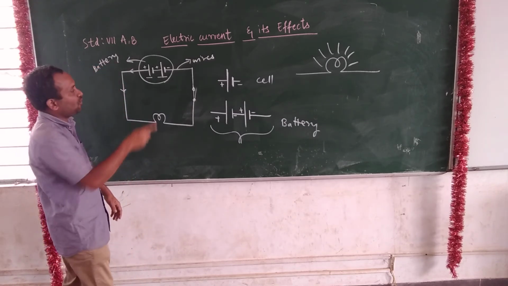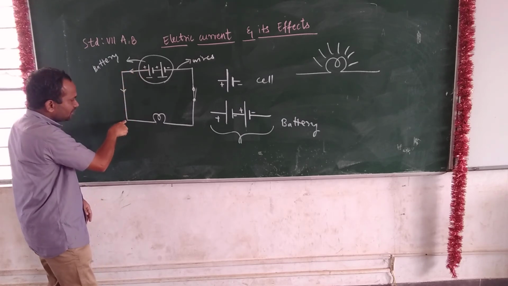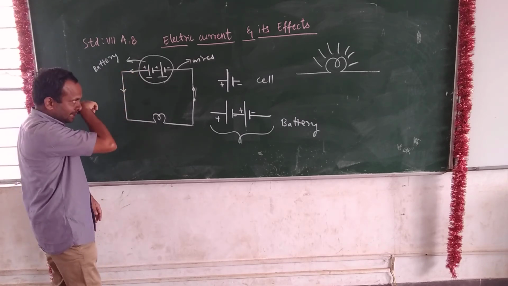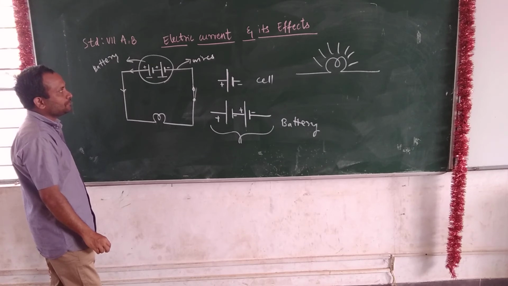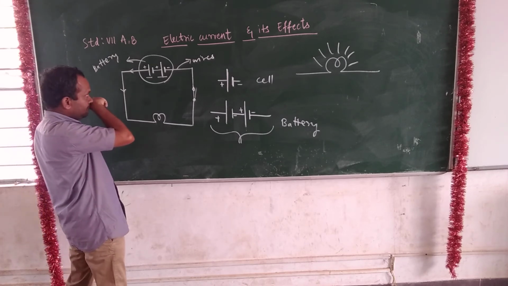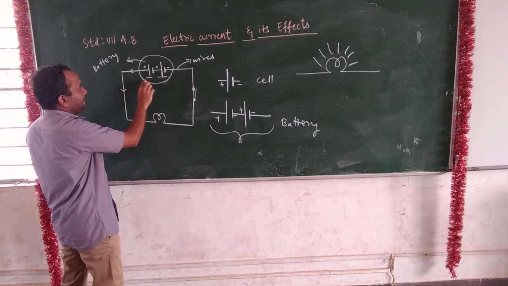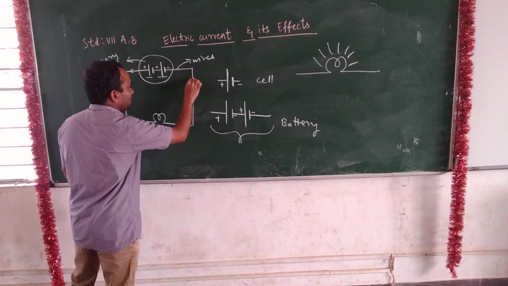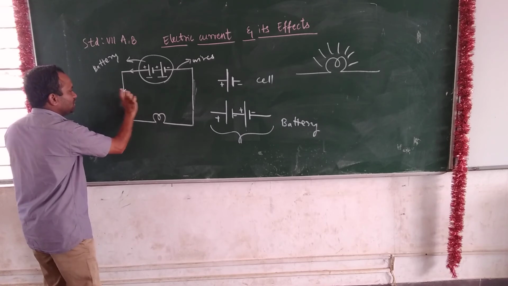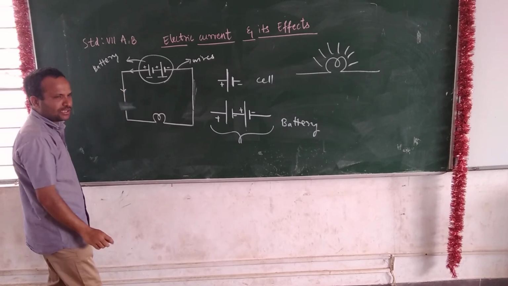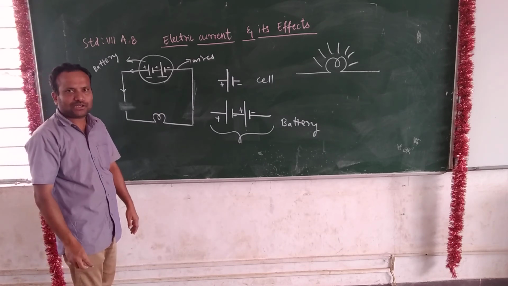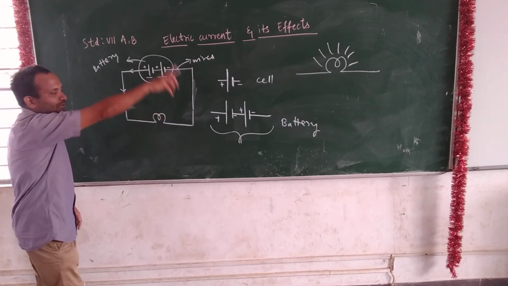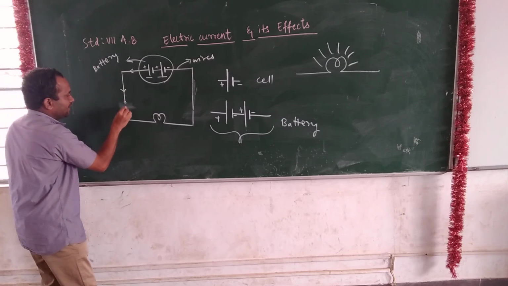Then it starts flowing from this positive terminal and finally, children, let this be closed. Here I will put a switch. Switch can be in any part of the circuit. This is completely recorded as a circuit. Here we have a switch.